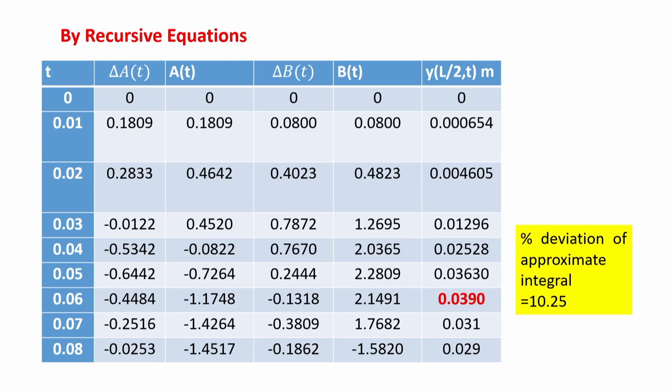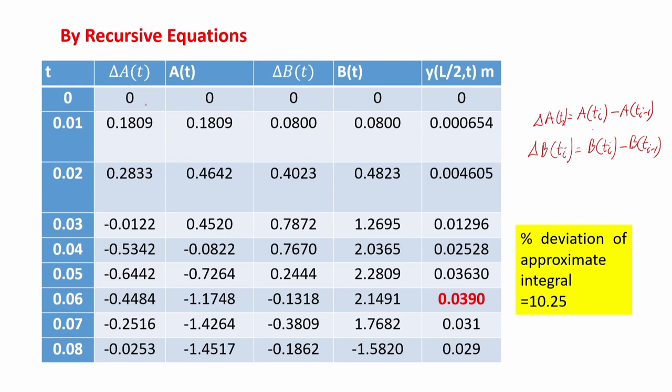Now if I use the recurrence relationship, then at each time instant we find out this delta A_i and delta B_i. What is delta A_i? Delta A_i is equal to A_i minus A_(i-1). That is, at the current step what is A and at the previous step what is A. If I find the difference, that will be delta A. Similarly, delta B_i will be B_i minus B_(i-1).